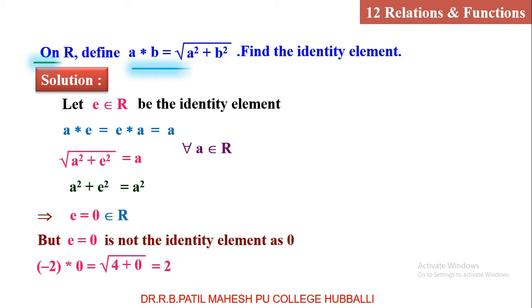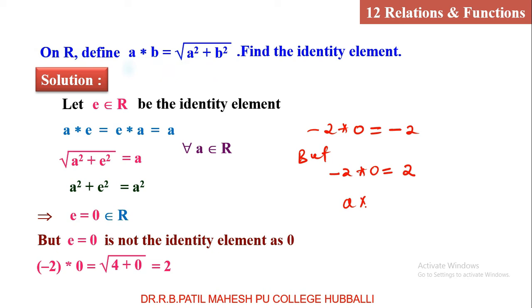You can observe, students, I have taken minus 2 star 0. What I should get here, if I want to say 0 is the identity element, I should get minus 2 itself. But what happened in this example? When you take minus 2 star 0, after simplifying you got plus 2. So definitely it fails the definition now of identity element.